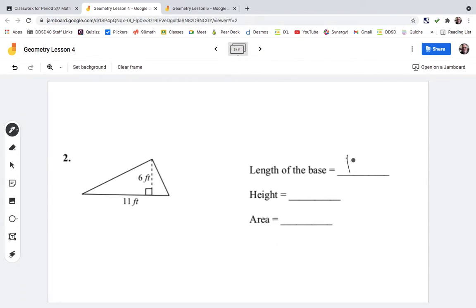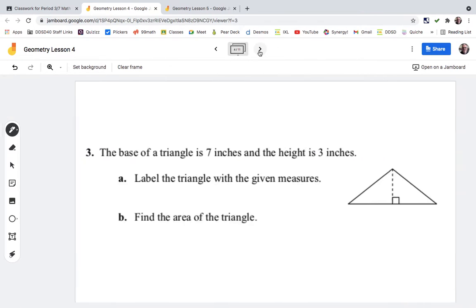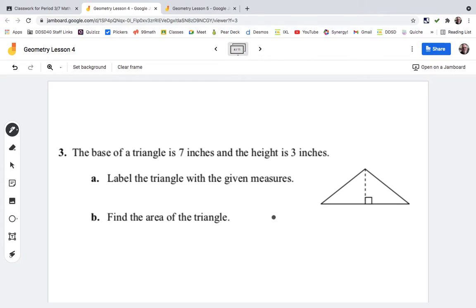The base is 11 feet. The height is 6 feet. So we do area is equal to 6 times 11 divided by 2. So that is 66 divided by 2, and that's 33 feet squared. Don't forget to put those square feet or square units in the answers.